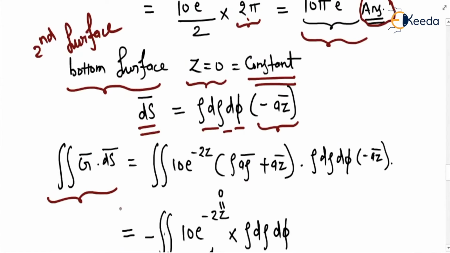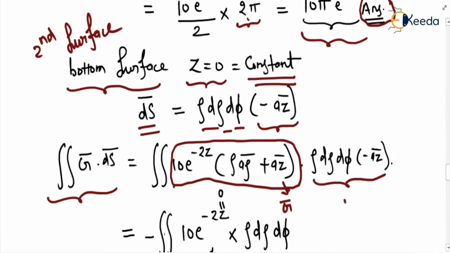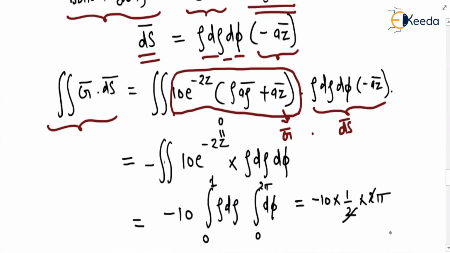Then the integration of z vector dot ds vector is equal to tan e to the power minus 2z rho a_rho plus az. This vector is the z vector and this vector is the ds vector, and then we take the dot product of these two vectors. When we take the dot product, tan e to the power minus 2z and rho d phi will be present, and the minus sign will come in this way.